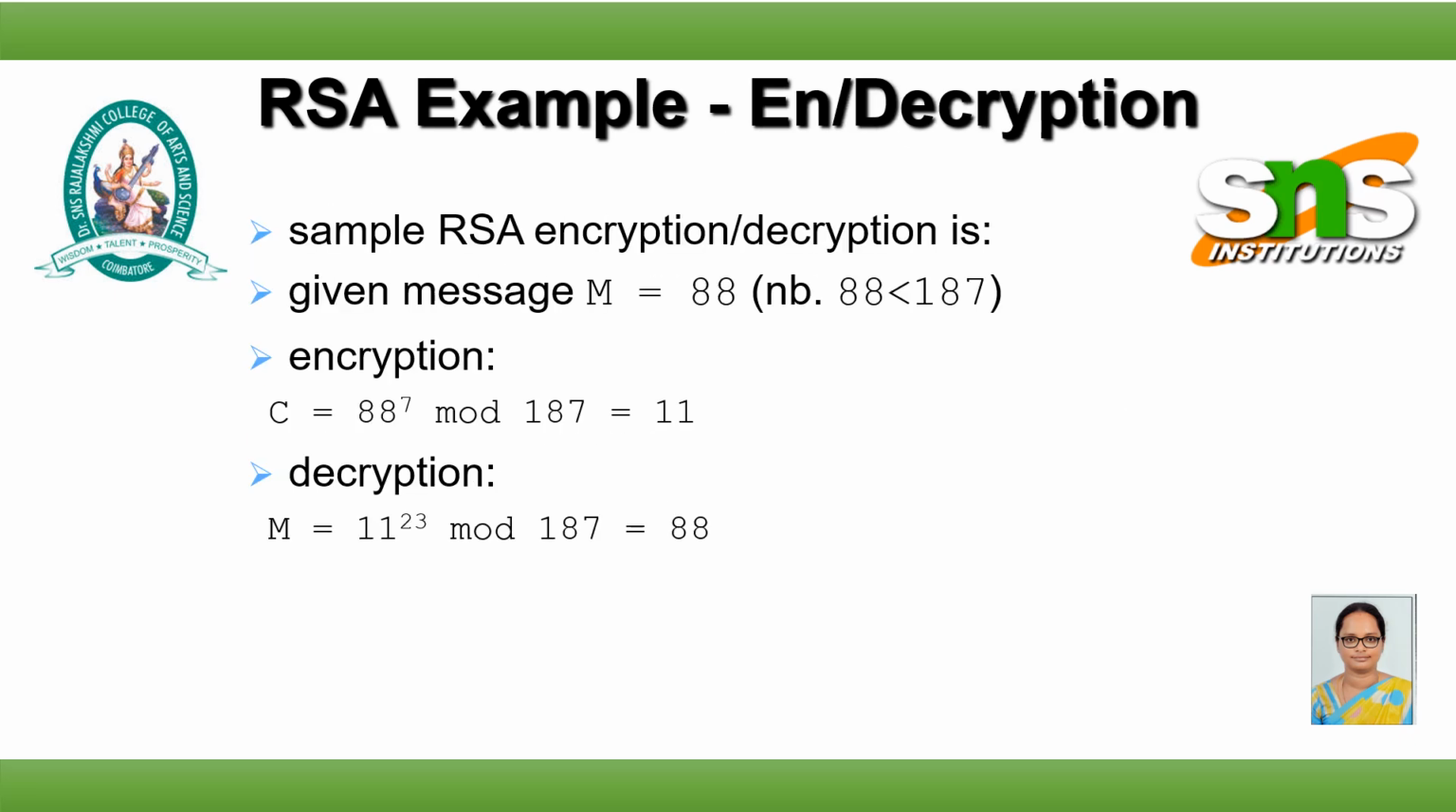A sample RSA encryption and decryption is given. Message M equals 88. For encryption we use C equals 88 power 7 mod 187, which equals 11, and for decryption M equals 11 power 23 mod 187, which equals 88. With this example, you can understand how the RSA algorithm works.